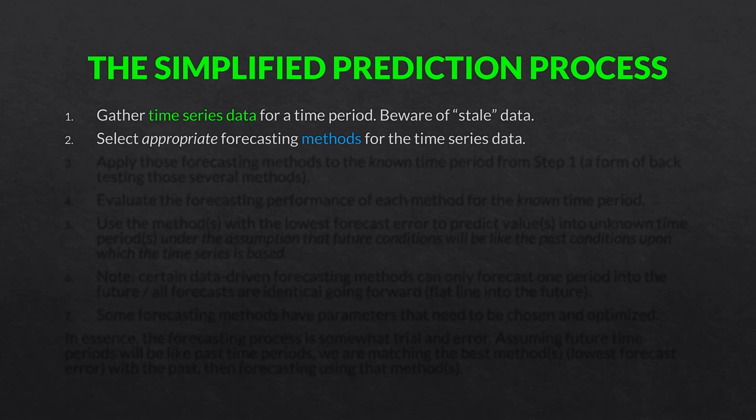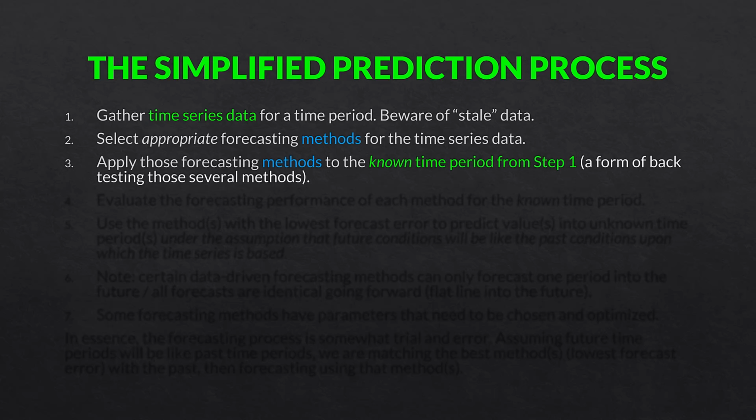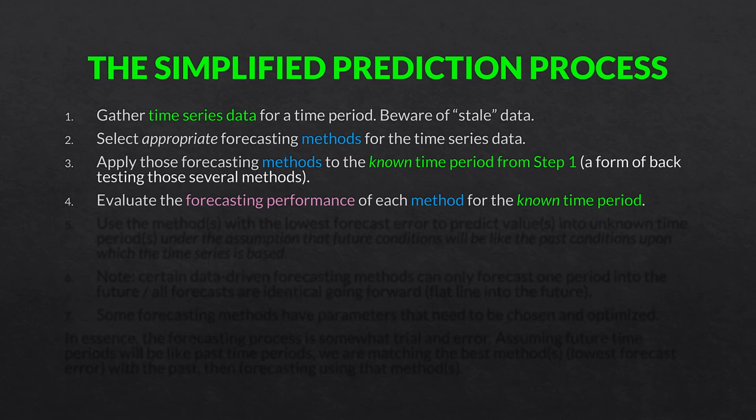Step 2, select appropriate forecasting methods for the time series data. Not all methods will be appropriate. Step 3, apply those forecasting methods to the known time period that we have in step 1. So this is a form of backtesting those several methods that you selected in step 2. Step 4, evaluate the forecasting performance of each method for the known time period.